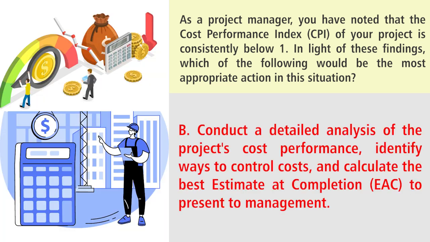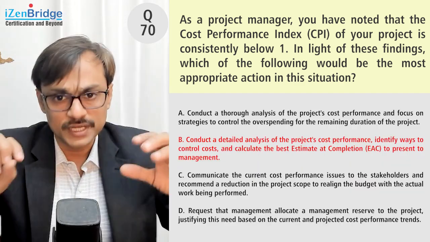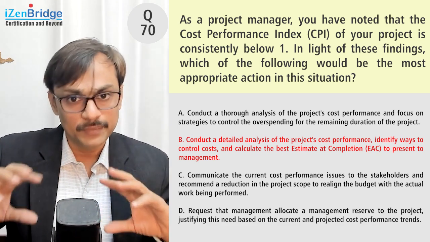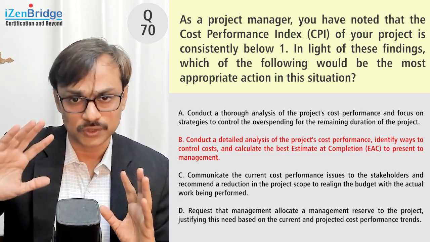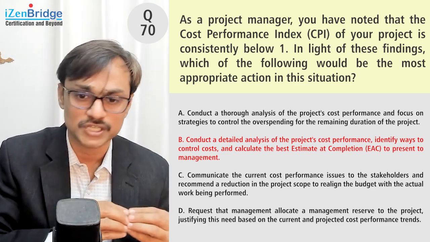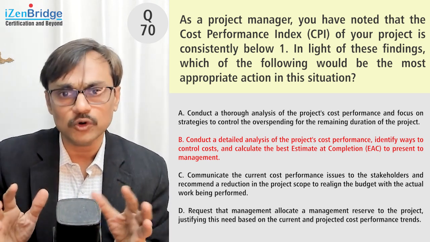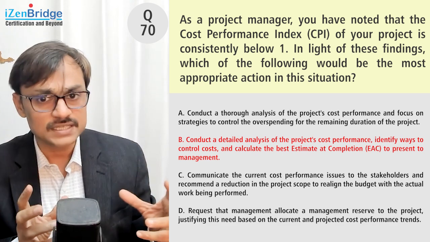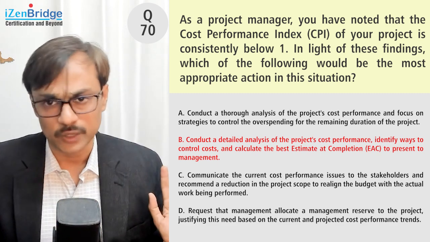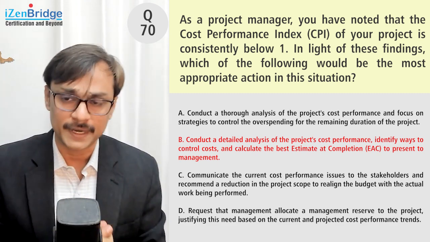Option B, conduct a detailed analysis of the project cost performance, identify ways to control cost, and calculate the best estimate at completion to present to management. So it is saying that we will do an analysis, identify how we can control it, and based on that, do a forecast of our project cost, which may be more than the initially estimated cost. So it will be more than our initial budget, and we will present it to management to find out what we should do about it. It is not specifically saying that we should do A or B. It is saying we will do an analysis and present it to the stakeholders. Looks like a great idea. Let's see if we have a better one.